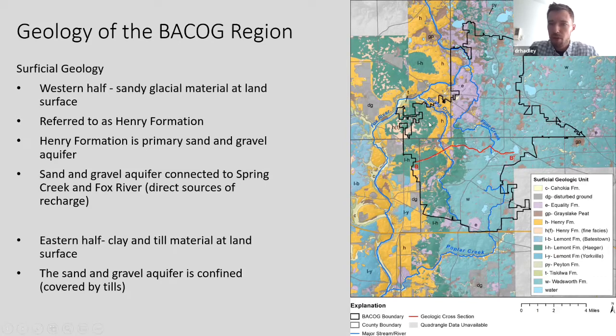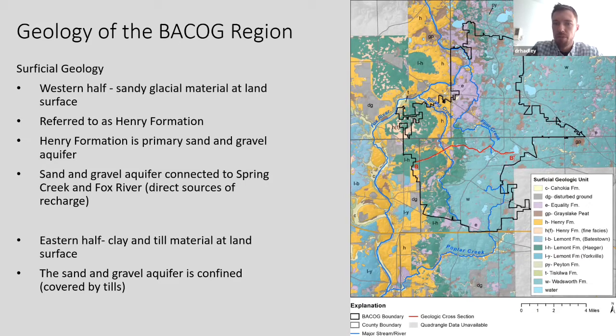This aquifer dips down towards the east and becomes buried. This is what all this light green area is. It's called the Wadsworth Formation, and that's a formation that's really rich in clays and lots of silts. So it doesn't hold as much water as the sand and gravel material. That's an area that we consider confined.